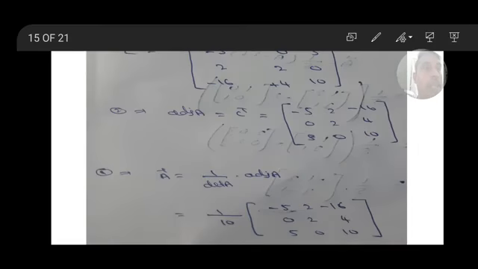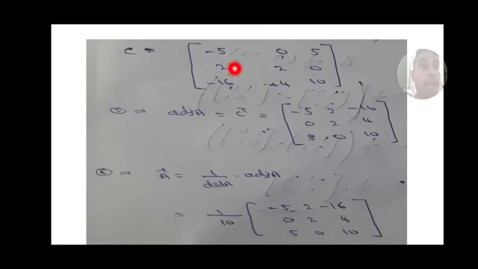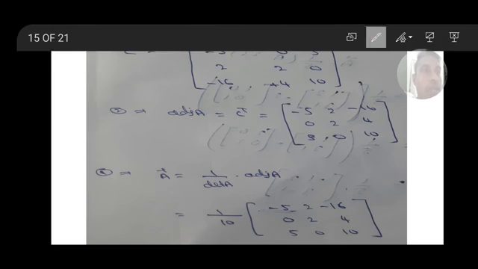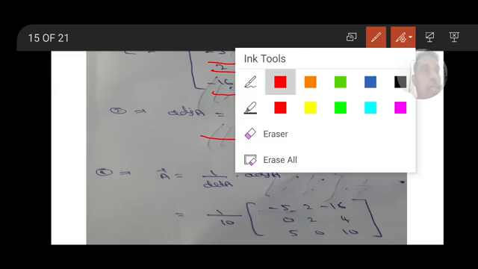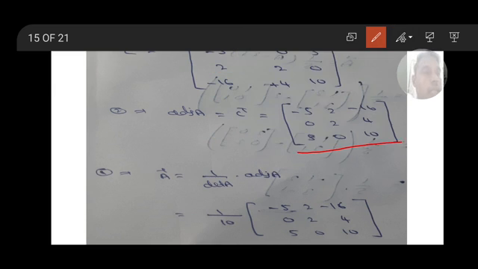We get minus 5, 0, 5, 2, 2, 0, minus 16, 4, 10. And adjoint of A means it's the transpose of the cofactor matrix. We have to find the transpose. So the first row minus 5, 0, 5 is written as a column. The second row 2, 2, 0 as the second column. Minus 16, 4, 10 as the third column. This total matrix is the adjoint of A.